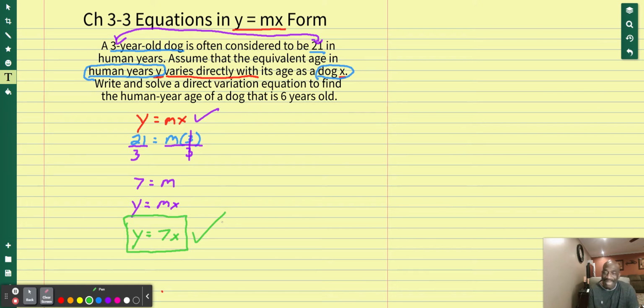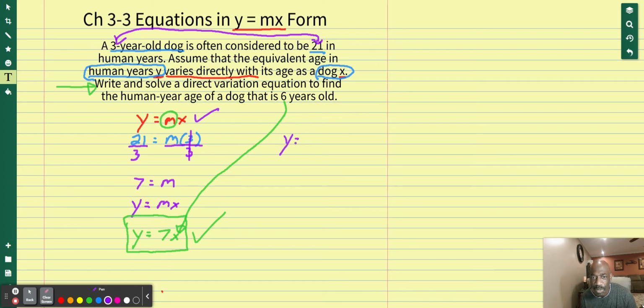What does this equation mean? It simply means that now that we know the m part of the equation is 7, we can plug in any number for the age of a dog and get the human years. We can use any number we like. So now let's look at what they want to know. They said write and solve a direct variation equation, which we did, y equals 7x, to find the human year age of a dog that's 6. So I'm going to take this 6 right here and plug it in right here where the x is. Let's do that.